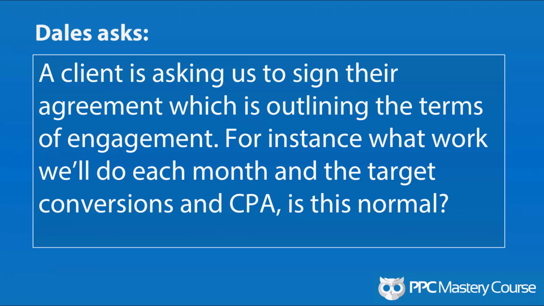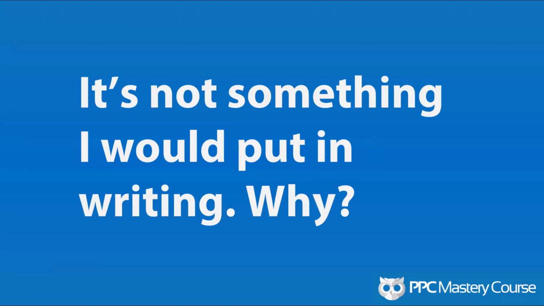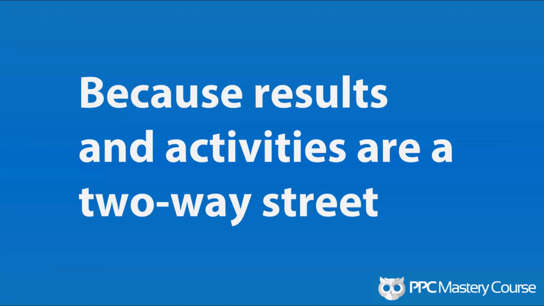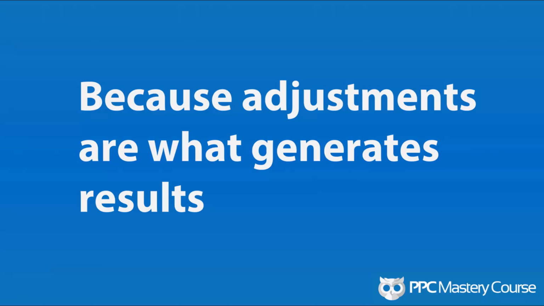Okay, now that's established. That was a mouthful. Let's talk about the question of, is this normal? Is it normal that this would be in a contract? To reiterate what I just said, it's not something that I would put into writing. Why wouldn't I do that? Because results and activities are a two-way street. Because it assumes that the service provider has autonomy, that we have full control over the entire end-to-end process of running PPC, which we almost always do not. It's because adjustments are what generate the results.